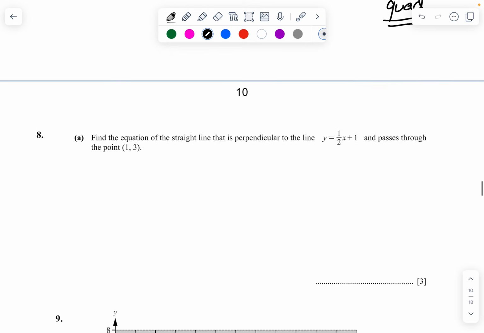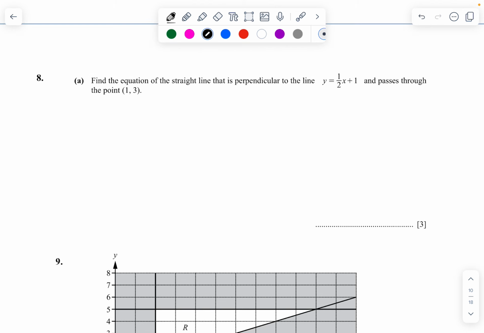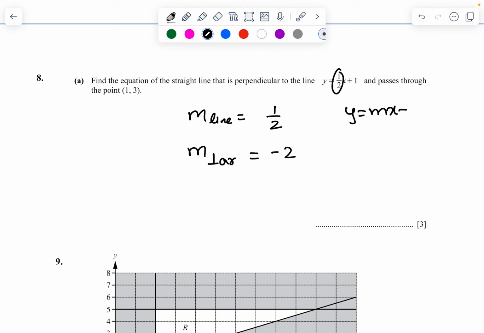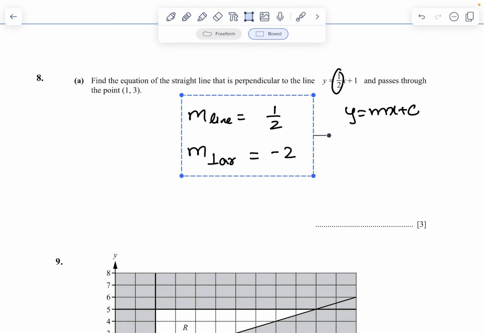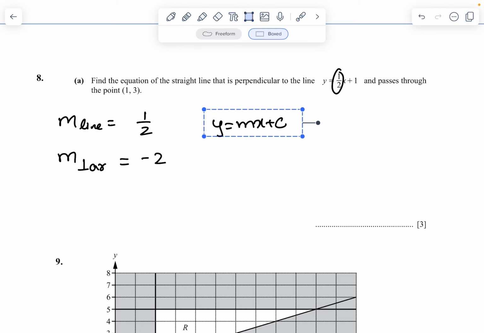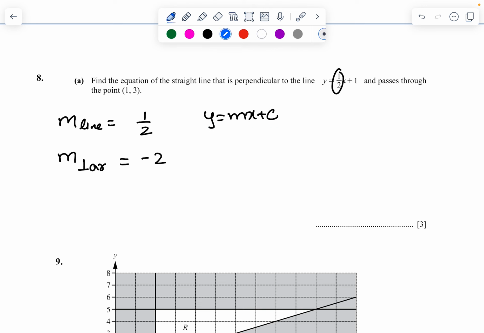Then find the equation of a straight line that is perpendicular to the line y equals 1 upon 2x. So what is the gradient of the line? Gradient of the line is 1 upon 2. So gradient of the perpendicular will be minus 2. So what will be the equation? y equals mx plus c. So y equals minus 2x plus c.